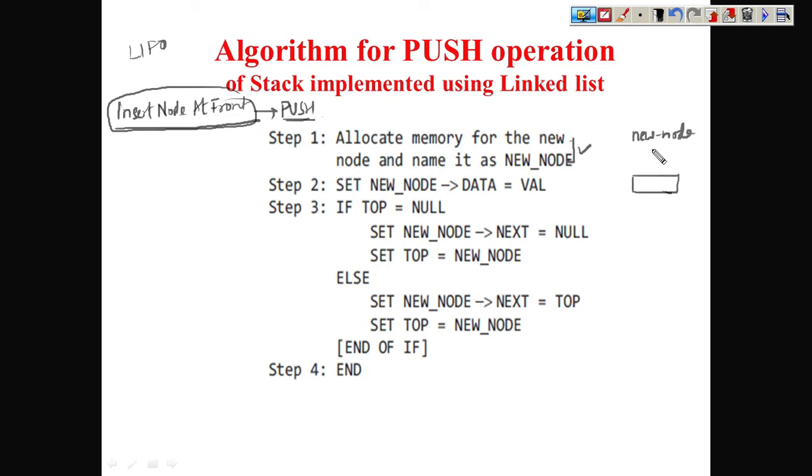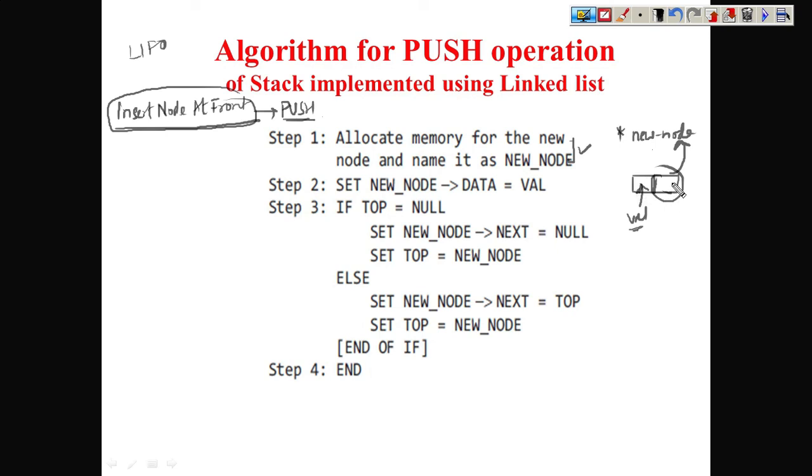That means this is a pointer variable. So when you create this node, the address of this node is stored in this new node variable, right? And this is your new node. You insert the value. This is your data part. You insert the value which you want to store here, and this is your linked part.